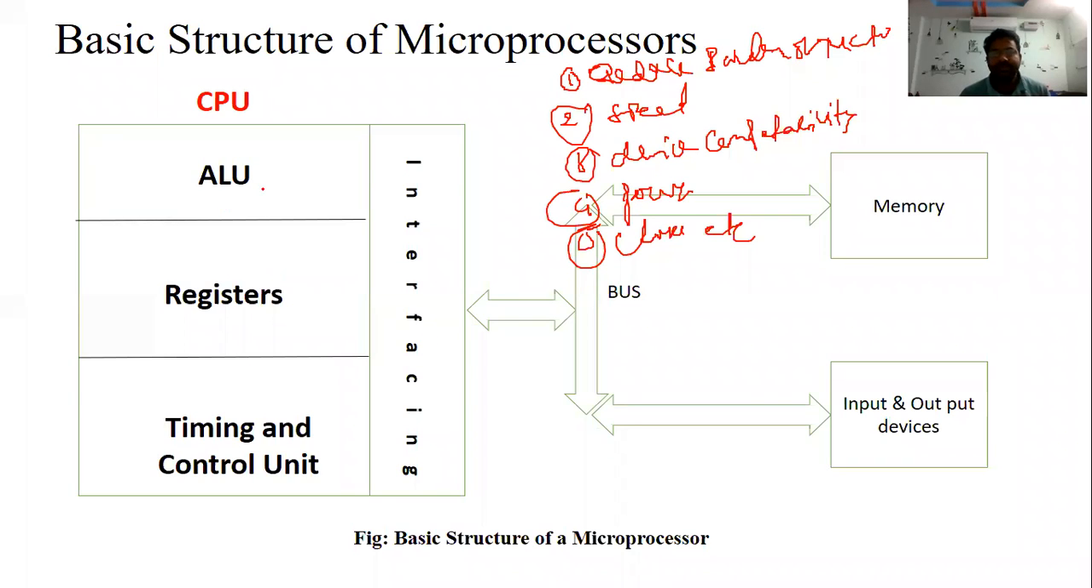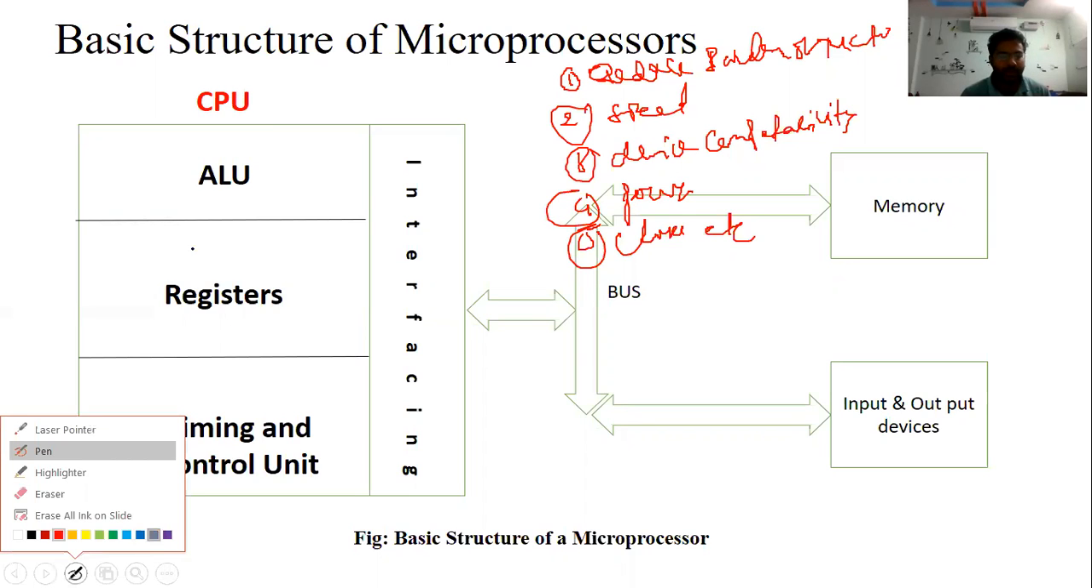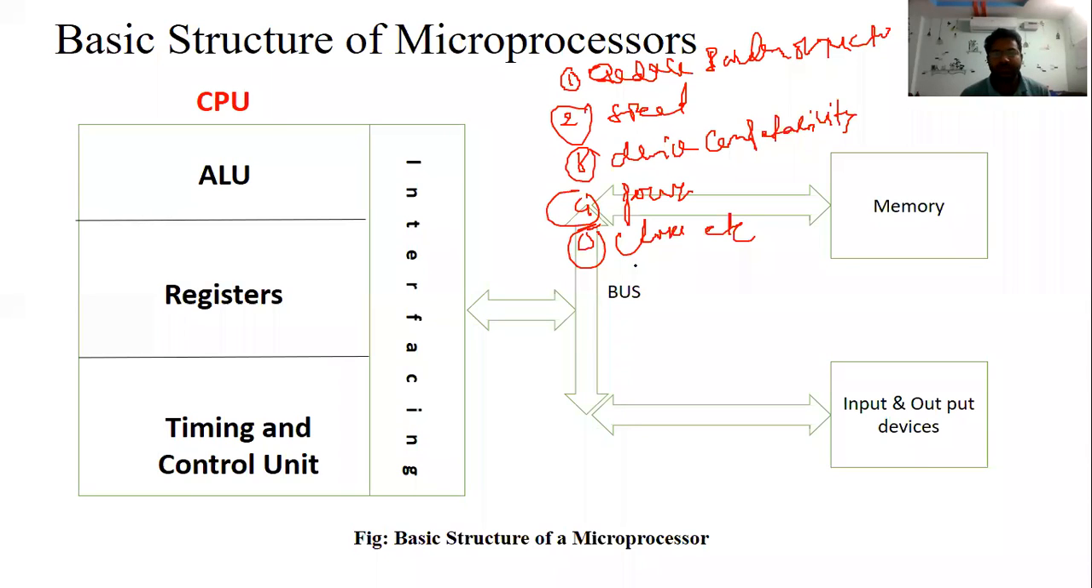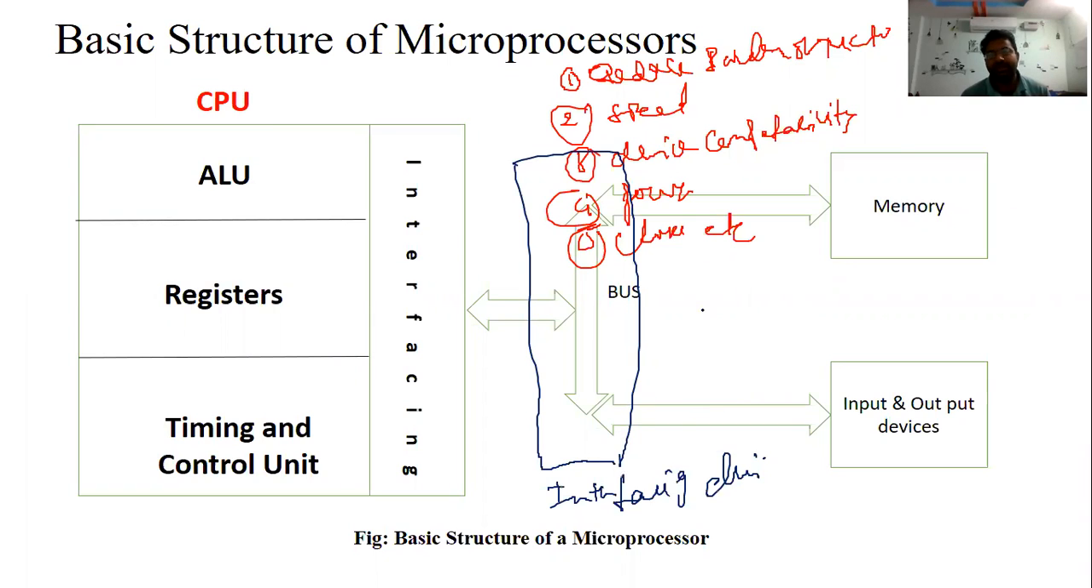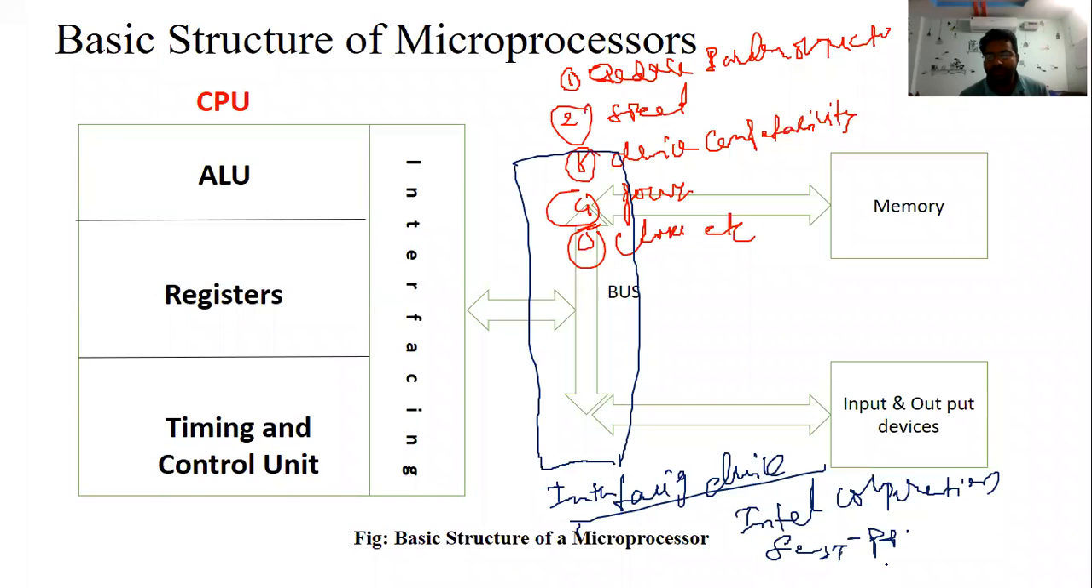We use this interfacing device in between the CPU and the memory and input output devices. All these interfacing devices we are studying were developed by Intel Corporation. One of the devices we are going to discuss today is the 8255 PPI.